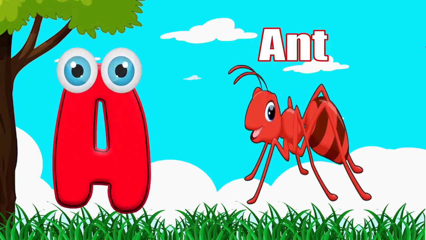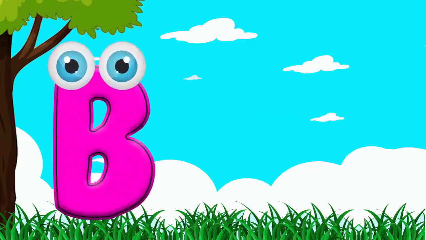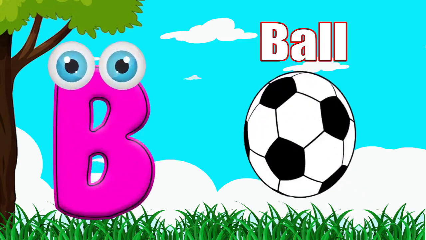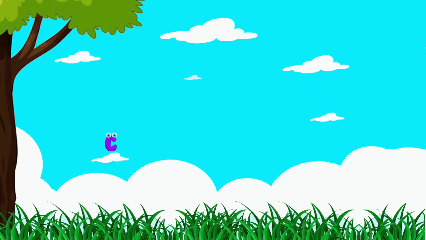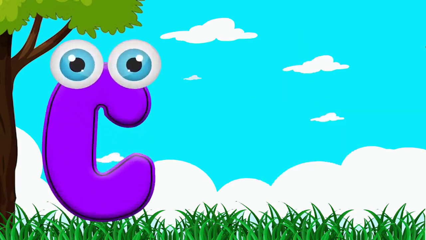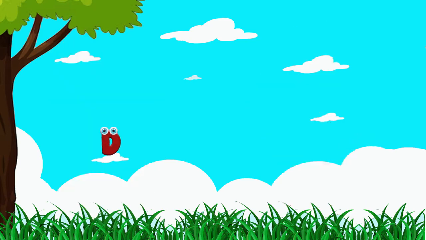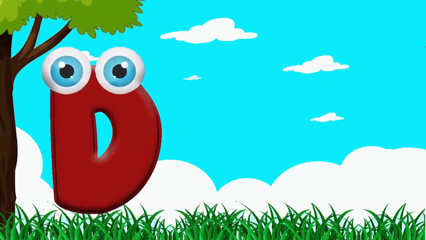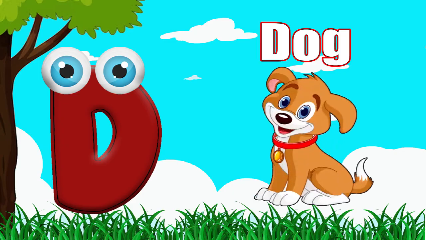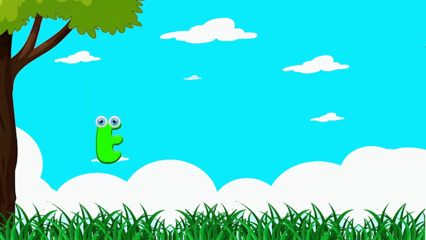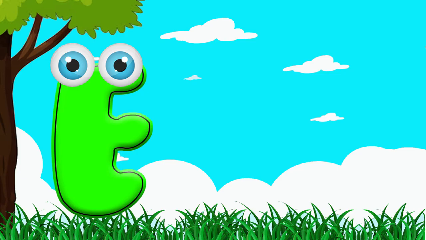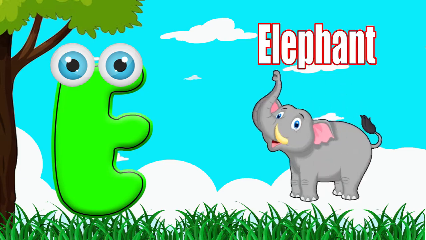A is for ant. B is for ball. C is for cat. D is for dog. E is for elephant.